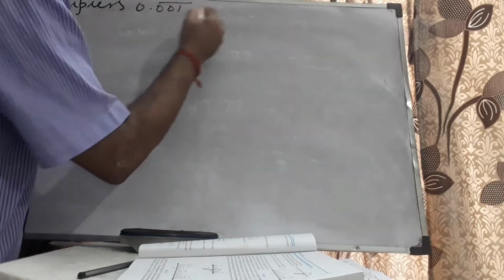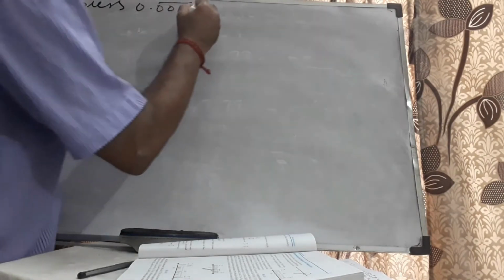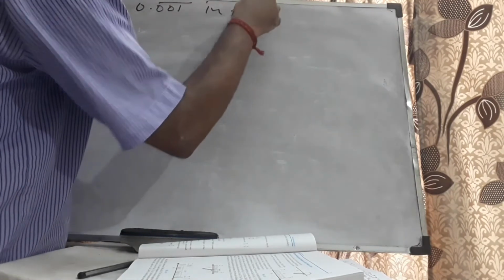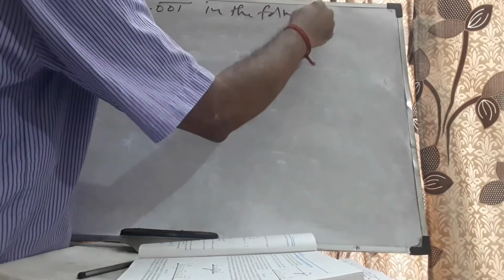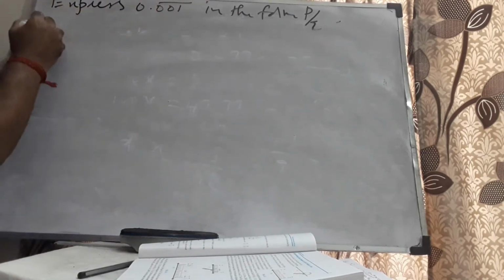Now express 0.001 in the form p by q. Express 0.001 bar, that is, 001 is getting repeated. Okay, answer.